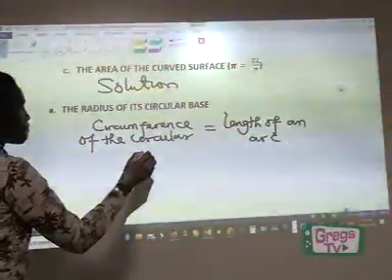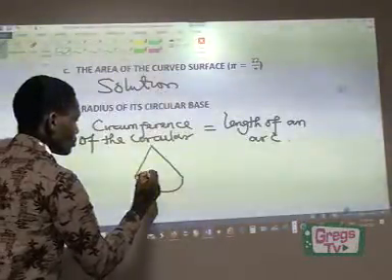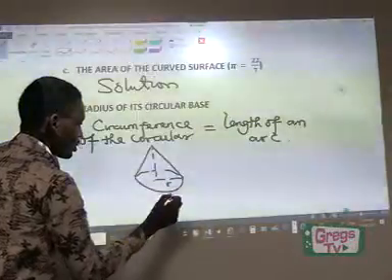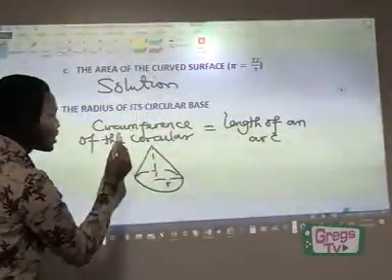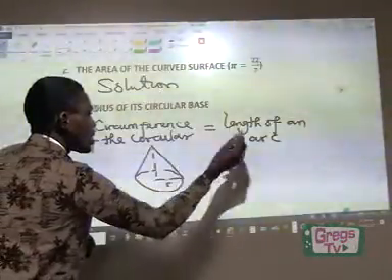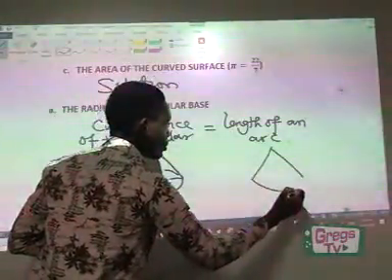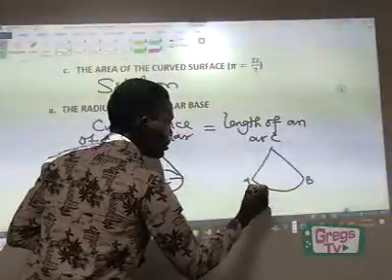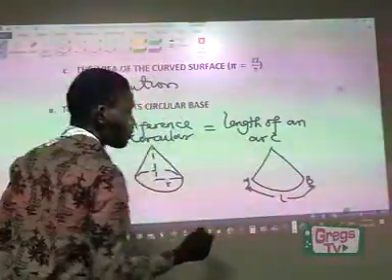Now don't forget that this is a cone, and this is the radius. Now if I want to get the radius of this base, all I have to do is use this concept, which is the circumference of this base is equal to the length of an arc. This is a sector. Now from here, if this is AB, then from this point to this point is the length of the arc.